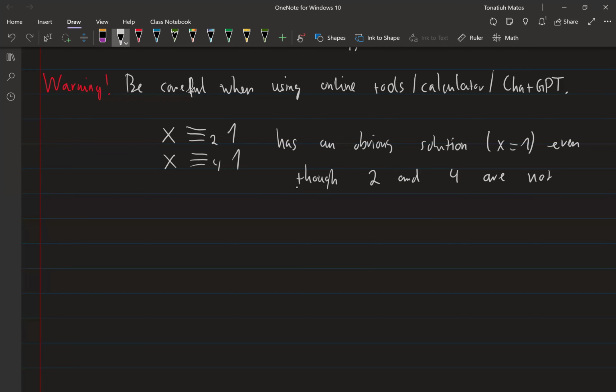Now, this example is easy because it falls into the same category as the lemma. It's just two congruences. But if you really wanted to, you could add more, right? 8, 1. You can add a bunch more. I don't know, 10. Doesn't really matter. So this one has an obvious solution, which is x equals 1, even though 2 and 4 are not coprime. None of these are coprime, and yet it has a solution.